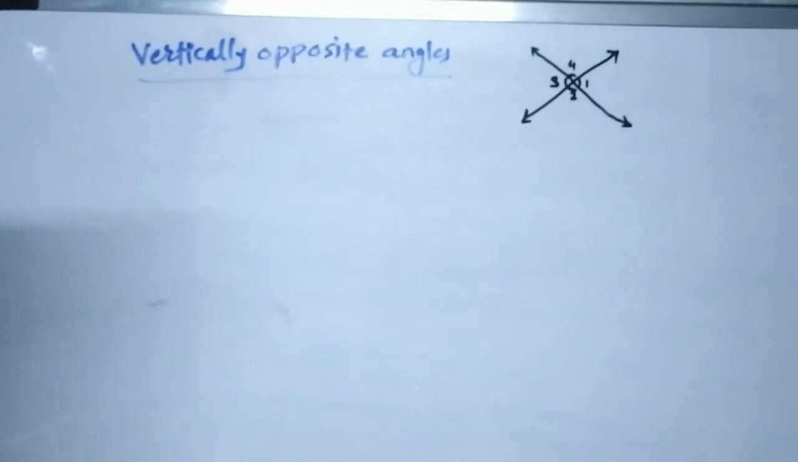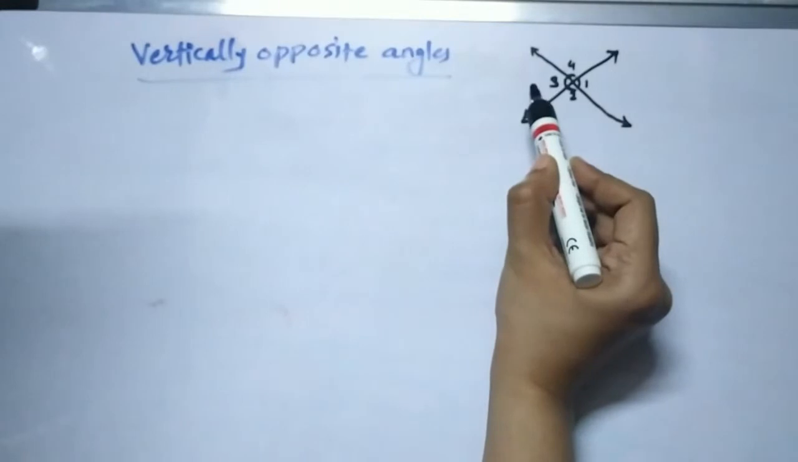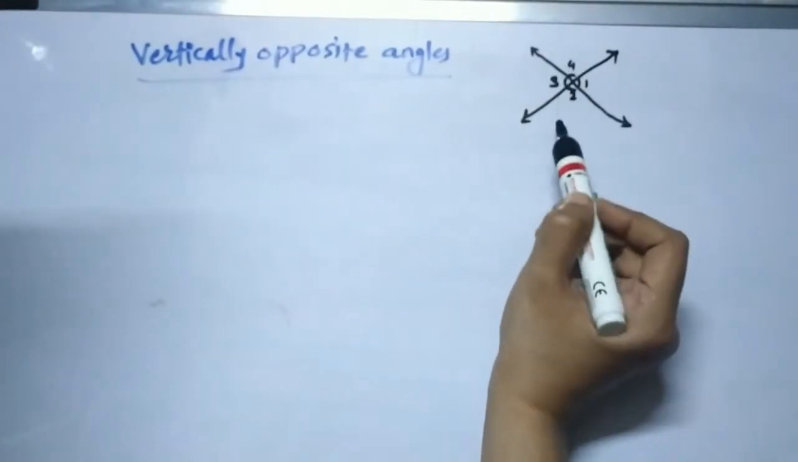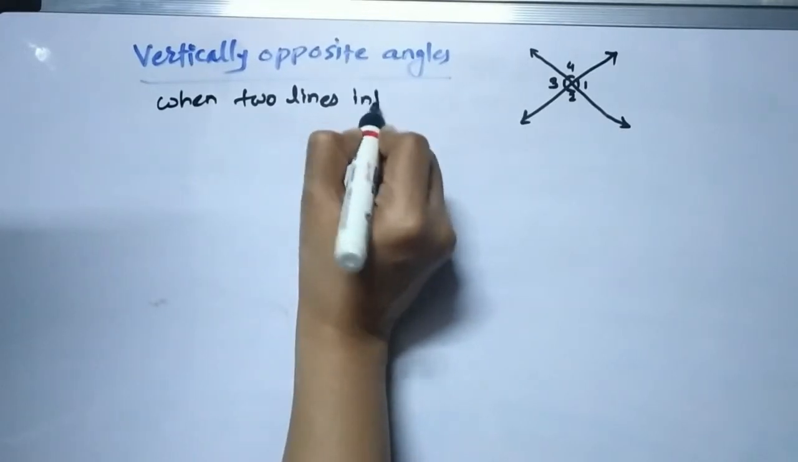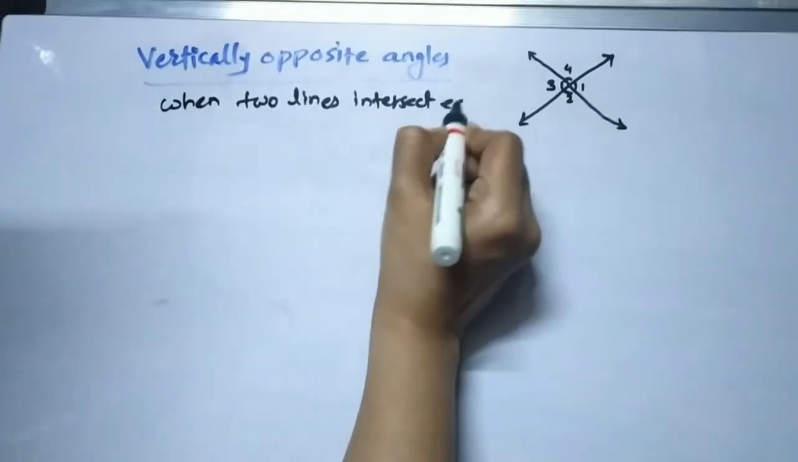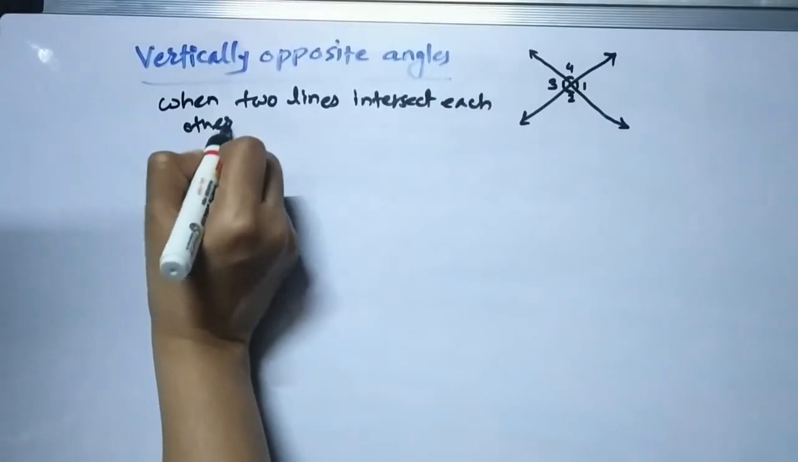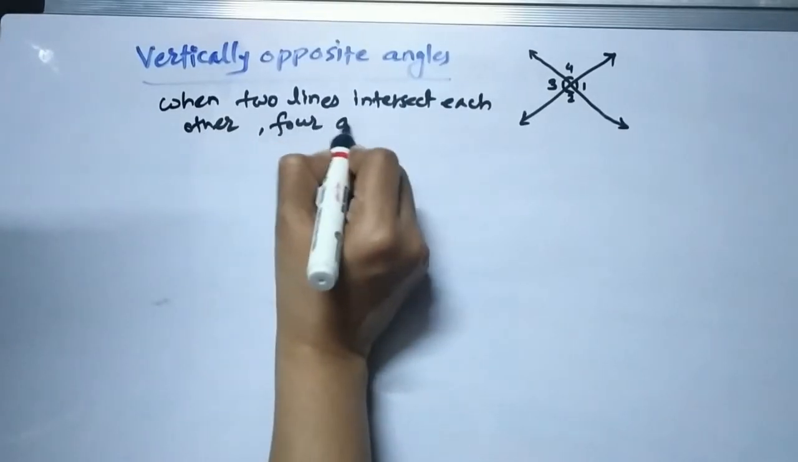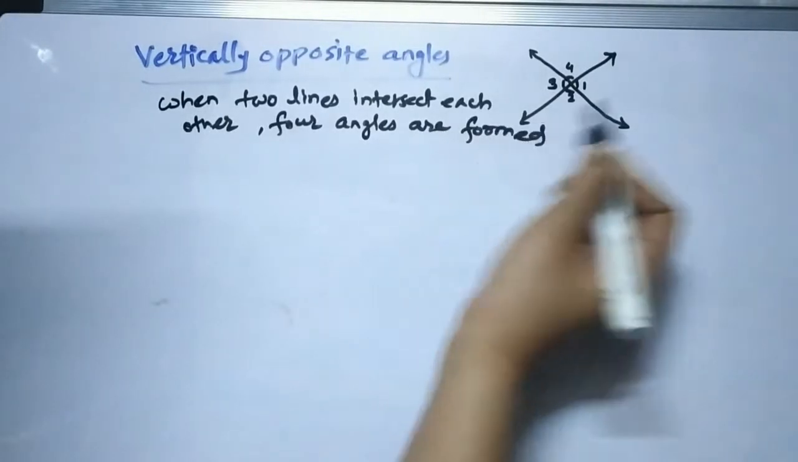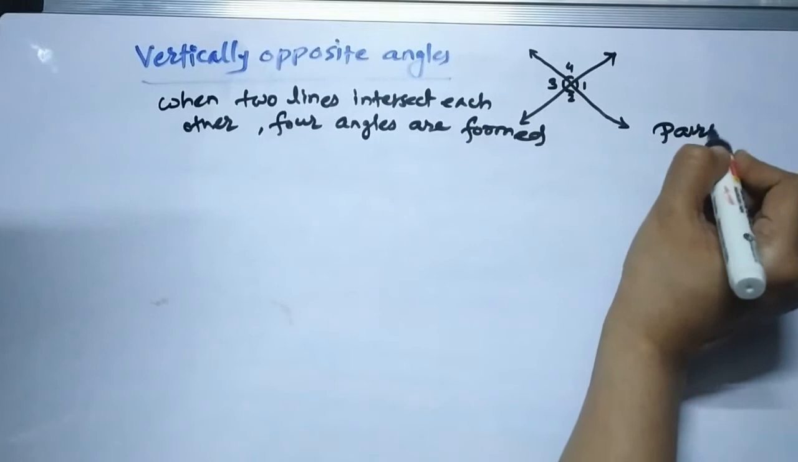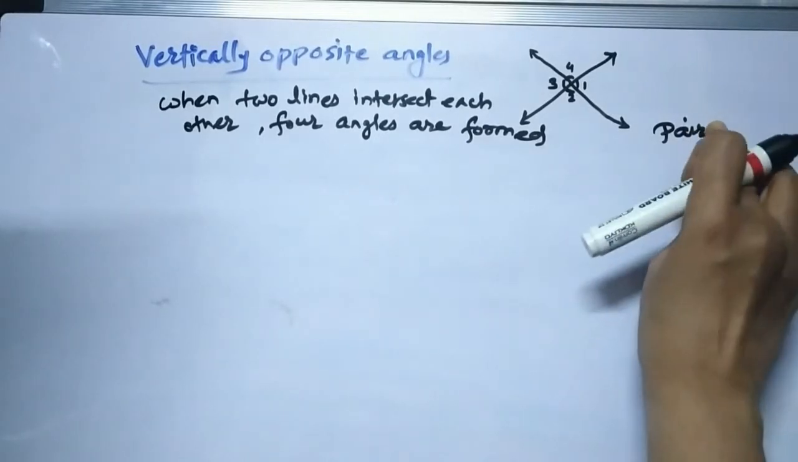So when two lines intersect at a point, four angles form. Here angle 1 is opposite to angle 3, angle 4 is opposite to angle 2. So these are the pairs of angles formed when two lines intersect each other. You can see four angles are formed, and they are in pairs.